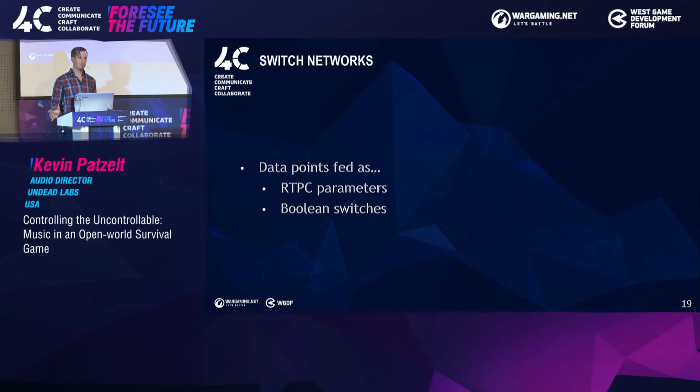So, switch networks. If you guys have used Wwise, you know it's all about switches. All of this data that we're getting from the game was either passed as what's called a real-time RTPC parameter, so it's just a data point that floats around as things are happening, or a single on-off switch. If it's an RTPC, I'll create a switch from that. You can take any of that floating point data, set it up into the switch network, and then decide what points you want to pass that condition.